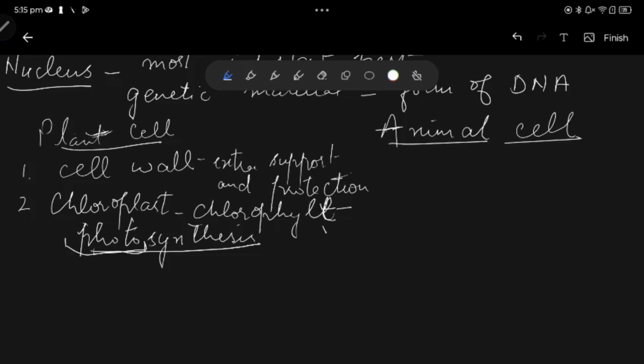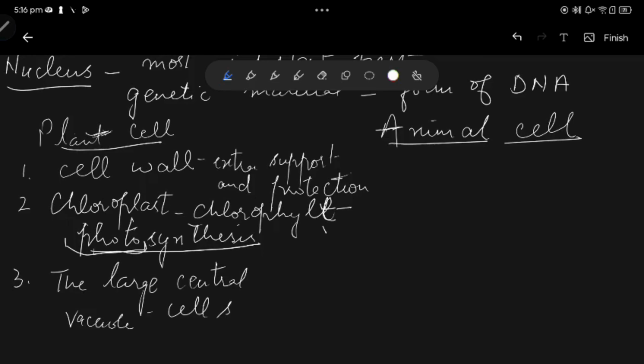Then the third main part is the large central vacuole. Plant cells have a large central vacuole. These large vacuoles are filled with cell sap and help maintain the shape of the cell.